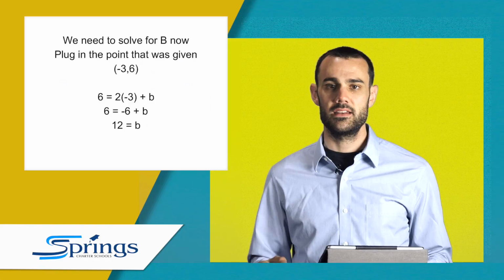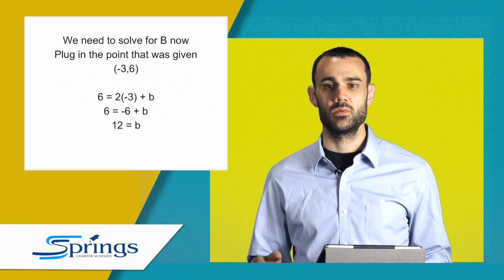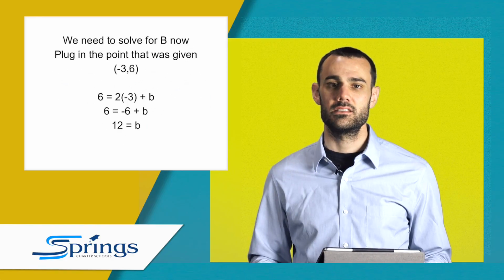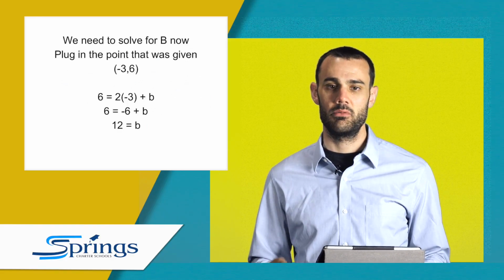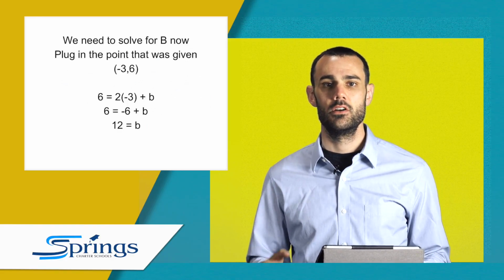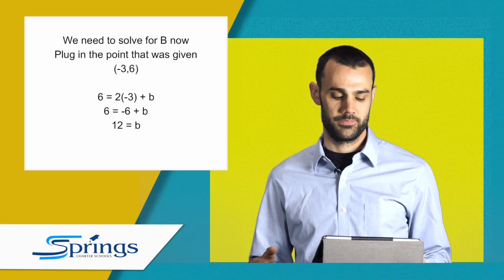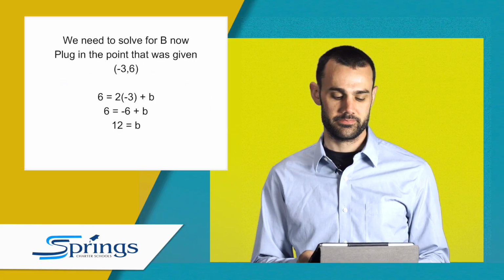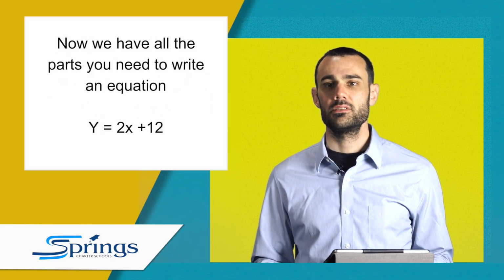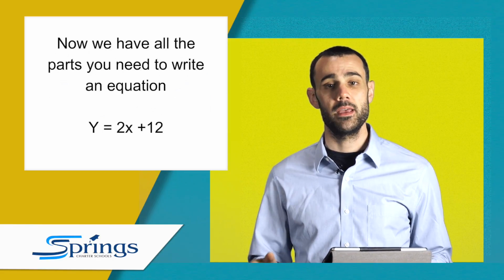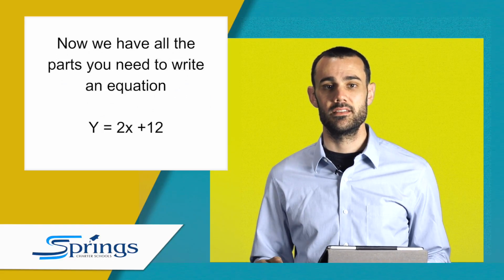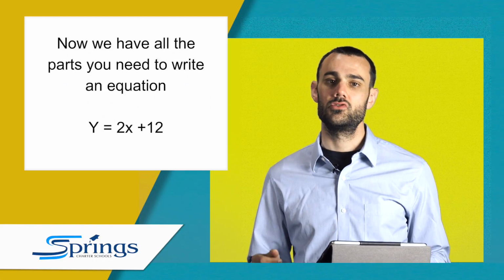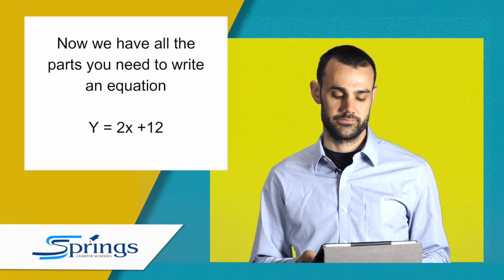To get rid of that -6 on the side where it stands with b, we're going to have to add 6. We're adding 6 here because we have a -6, and we want that -6 to become 0, so that variable b stands alone. Now when we add 6 to both sides, we get 12 equals b. Now we have all the parts we need to write our final equation based on the slope they gave us and the coordinate they said that the equation passed through. Our new equation is y equals 2x plus 12.